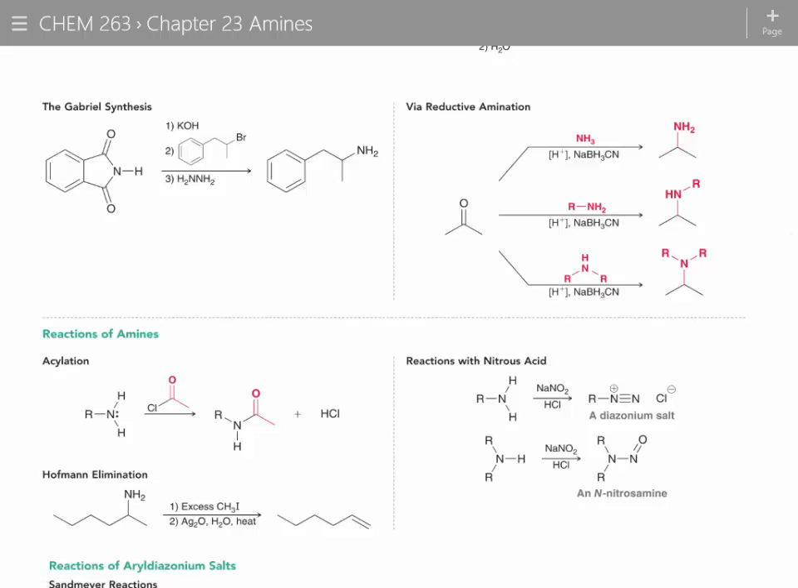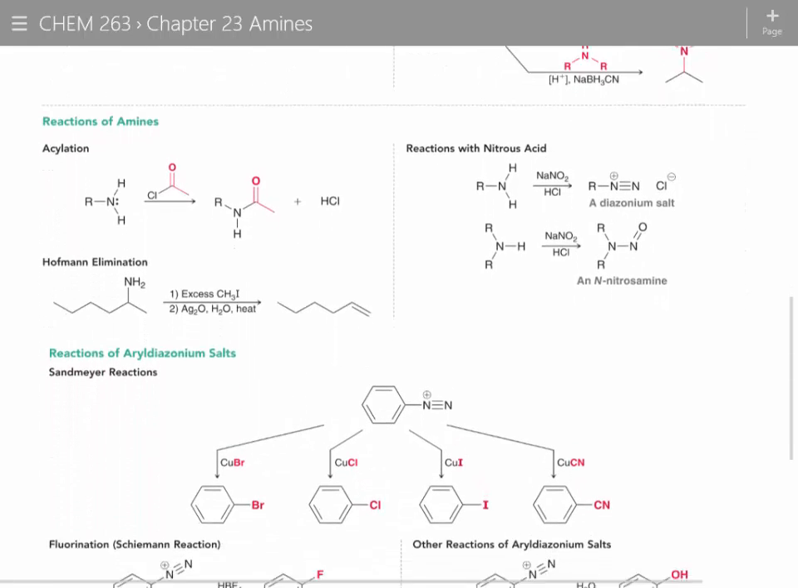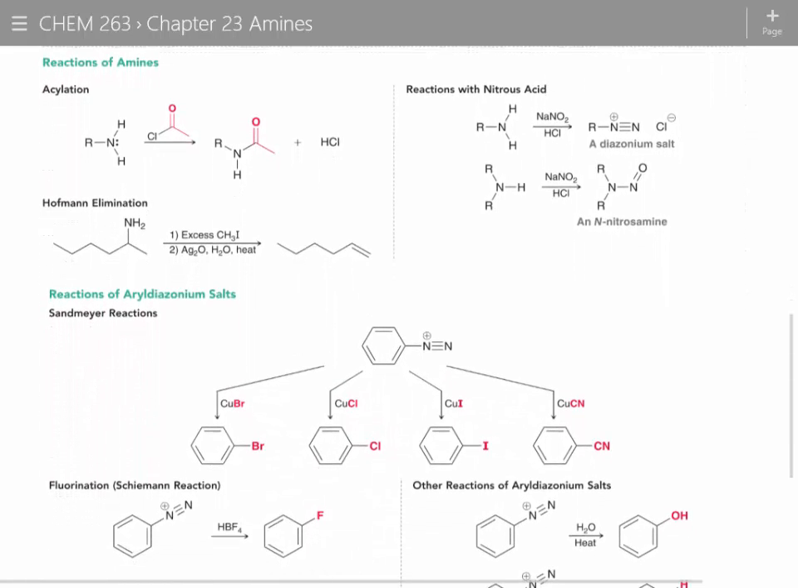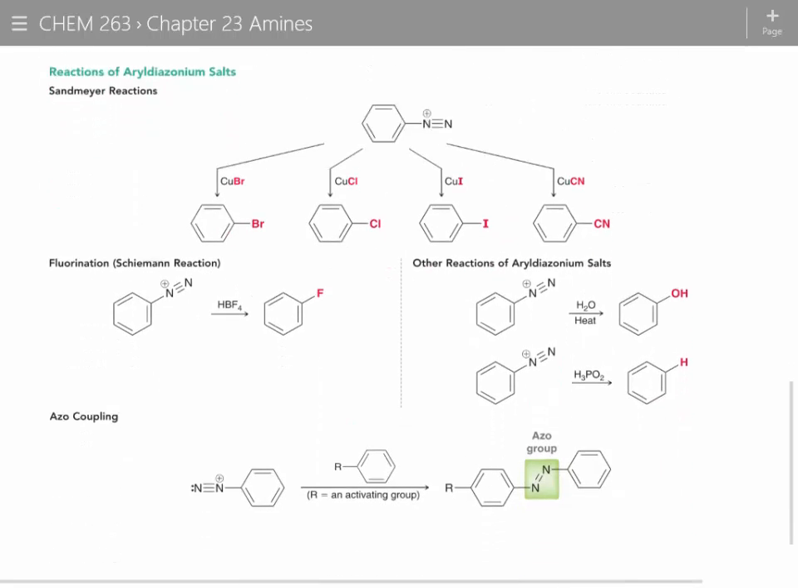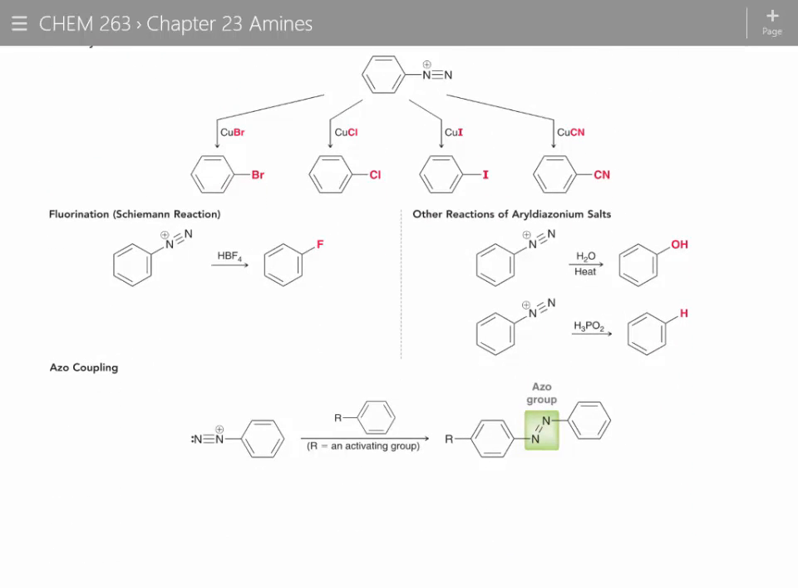The Gabriel synthesis was new. That wasn't on the last exam, but it could be on this next one. We saw reductive amination already. And then the new reactions that we've seen were acylation, and then reactions with diazonium salts, so all the Sandmeyer variations, and then the azo coupling reaction. I wouldn't be surprised if there is an azo coupling type reaction on there, so you should try to study up on all the diazonium salt stuff.